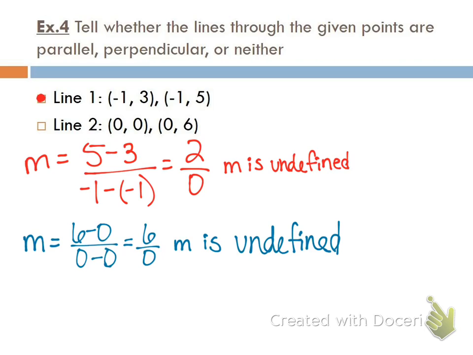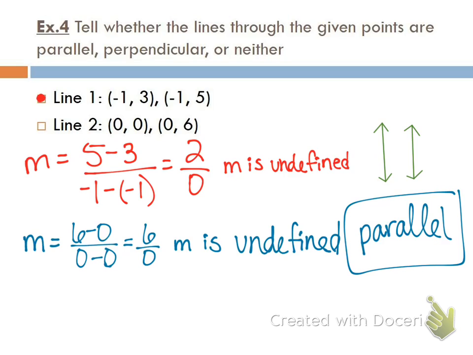I think I agree with John. If their slopes are undefined, they are going to be vertical lines straight up and down, and that means they are going to be parallel. If both of them have undefined slopes, then they are both vertical lines straight up and down. They would be parallel.